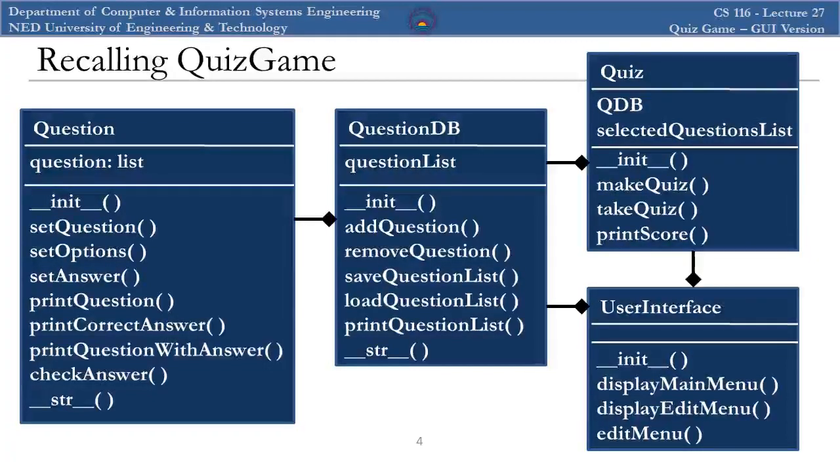Then we created another class, quiz, and the main purpose of this class was to create a quiz. And here you can see from the functions make quiz, take quiz, and print quiz. What it does is instantiate an object of question DB type, because for making a quiz it requires that question bank or question list. So question DB is part of class quiz. And in the end, we integrated all these things together through the 4th class, which is called the user interface.